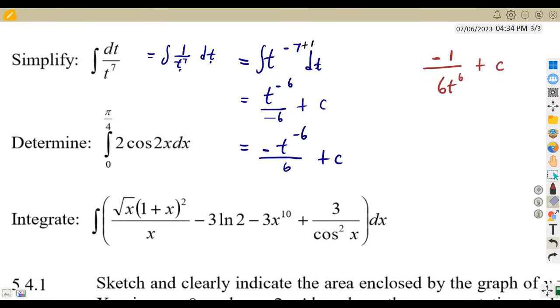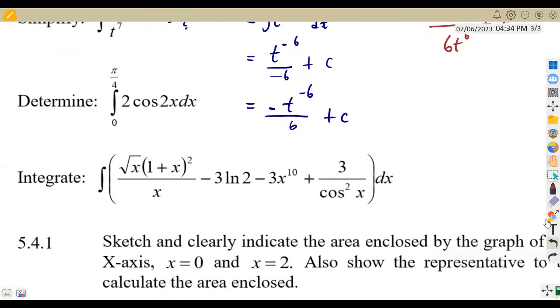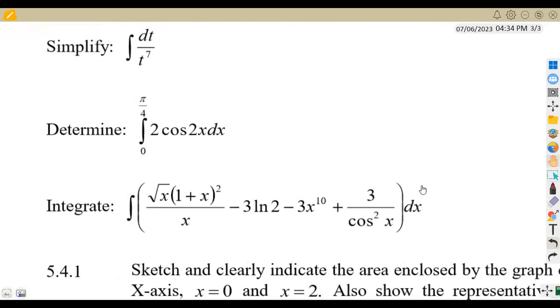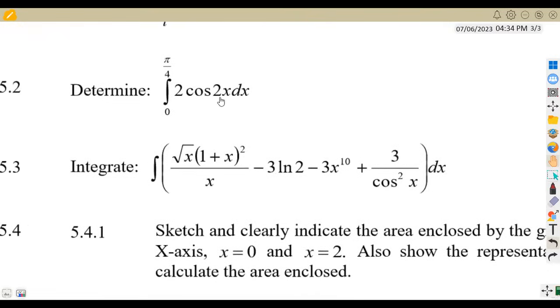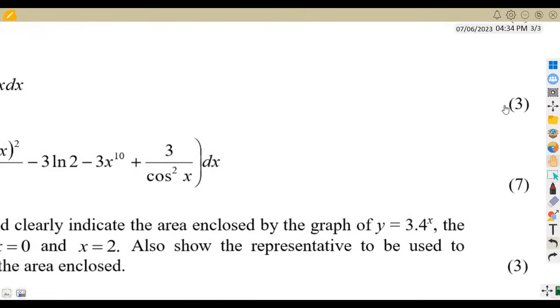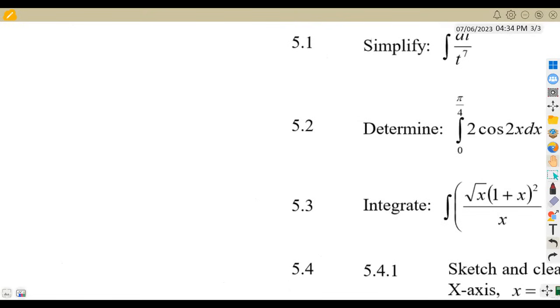So you can even write it this way, or just leave it like that. All right, so that was the first part of our question, where we were given to just simplify. Then question 2, determine the integral of 2 cos x, that's 5.2, and this is having something like 3 marks. All right, so let us just save it aside.